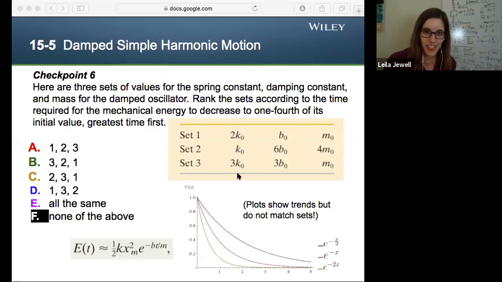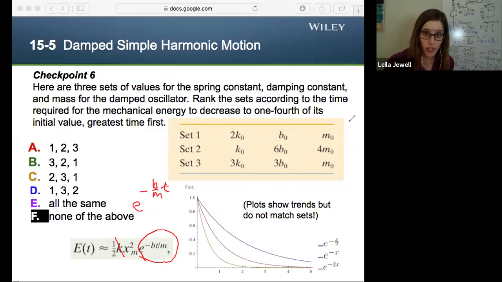Well, the key here is noting that the exponential is what causes the amplitude to decrease, right? The K just sets how much energy there is initially, but since we're looking at the drop relative to its initial value, the K doesn't actually matter all that much for the rate at which it's dropping. All that we care about is this exponential, which can be written as e to the minus b over m times t, where t is our variable. So depending on the b over m value, you'll get a different result.